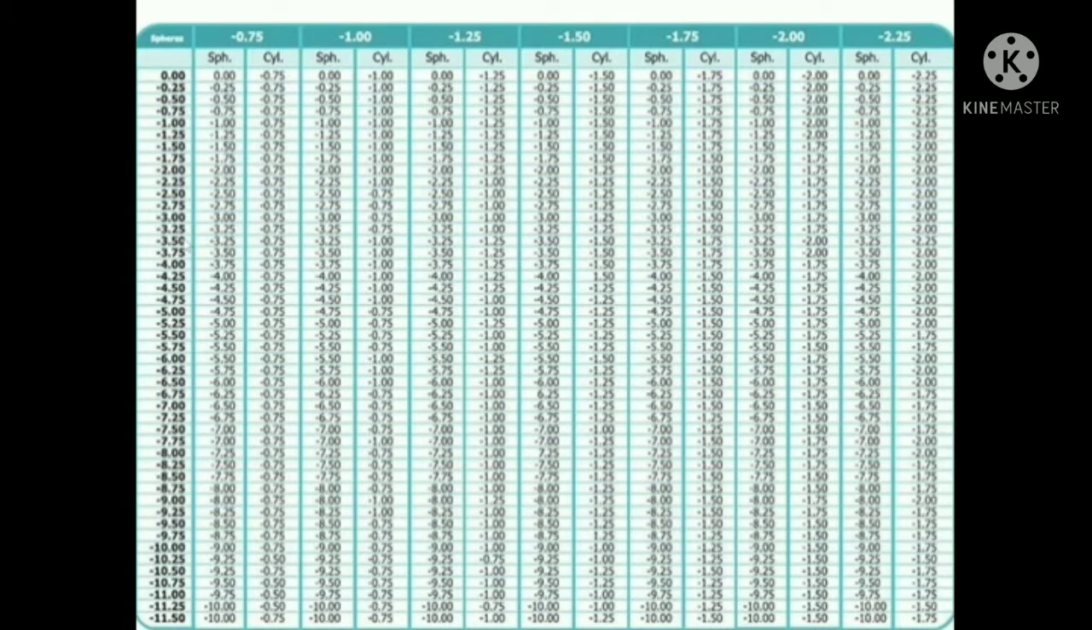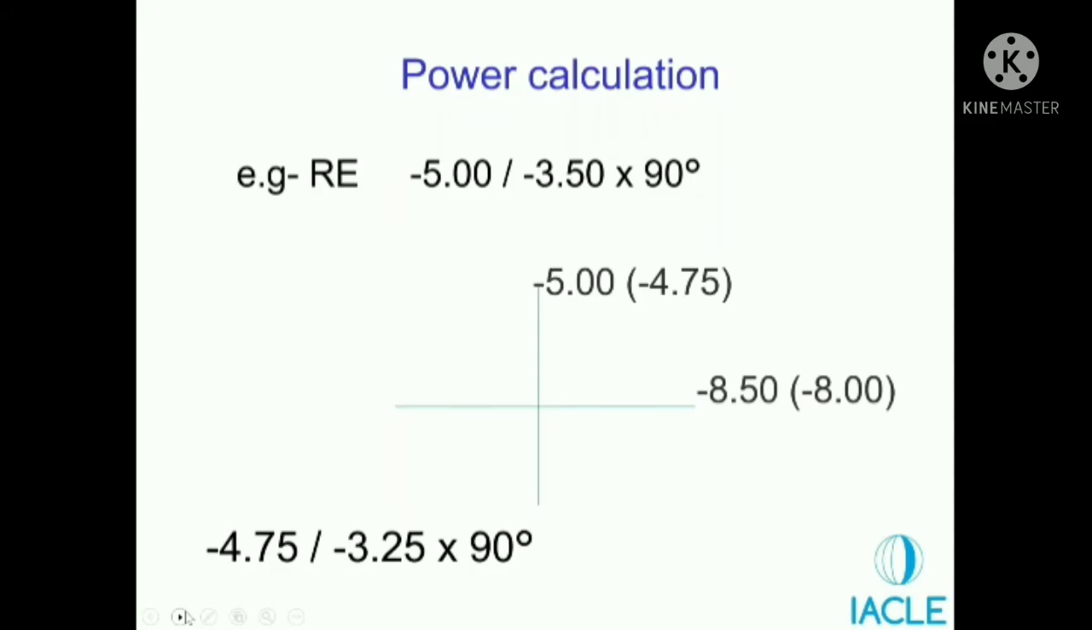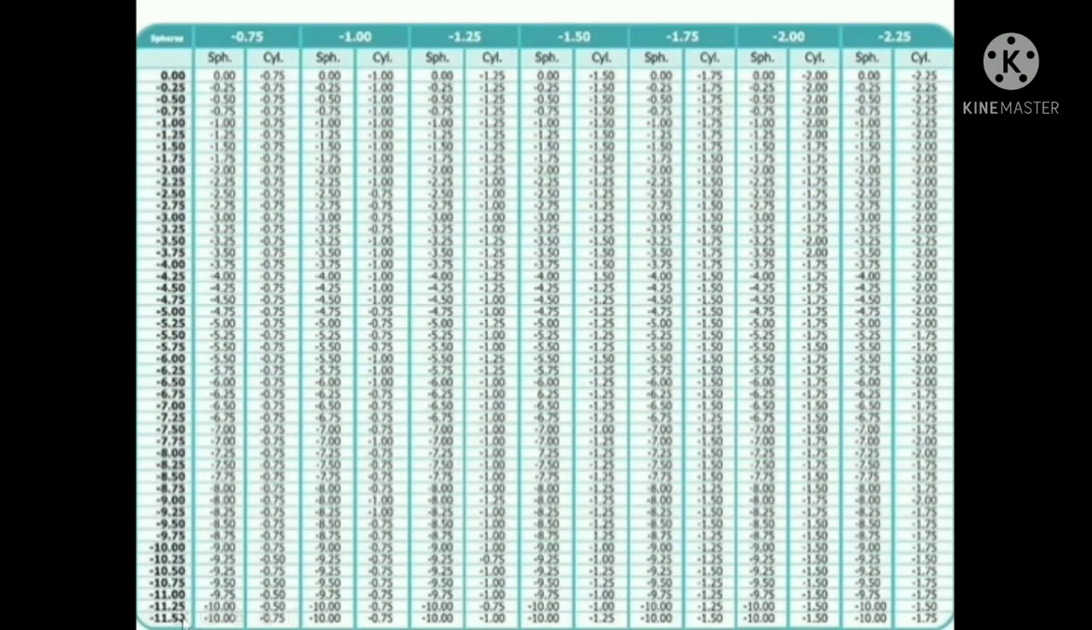For example, we had -3 with -2.5. So that becomes -3 with -2, axis 180. Just look at the manufacturer's recommended vertex correction chart and you will be able to find out the powers. So you don't have to worry about the power calculation too much, but I would generally say you should be well versed with power calculation, because we are from optometry and we should know this much.